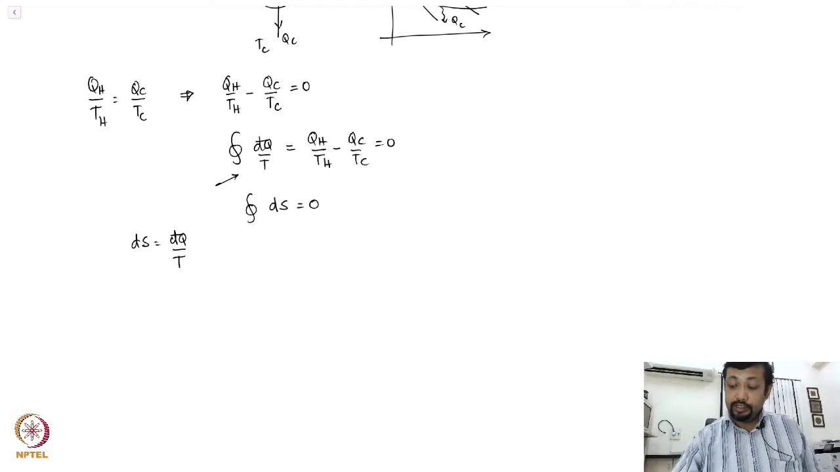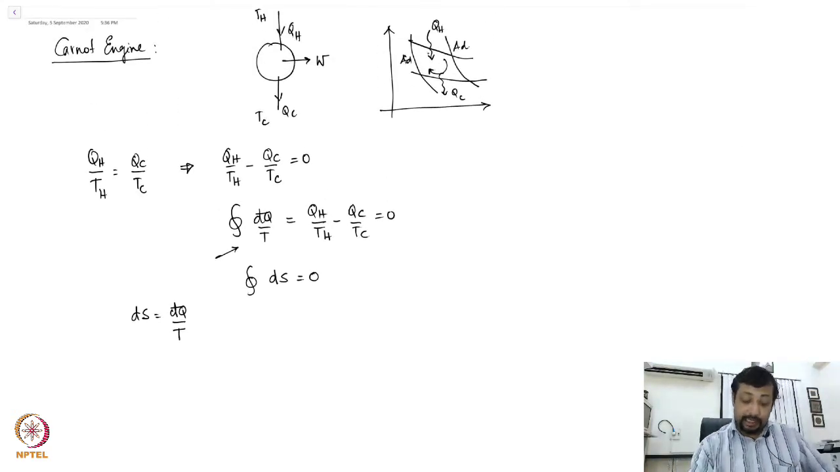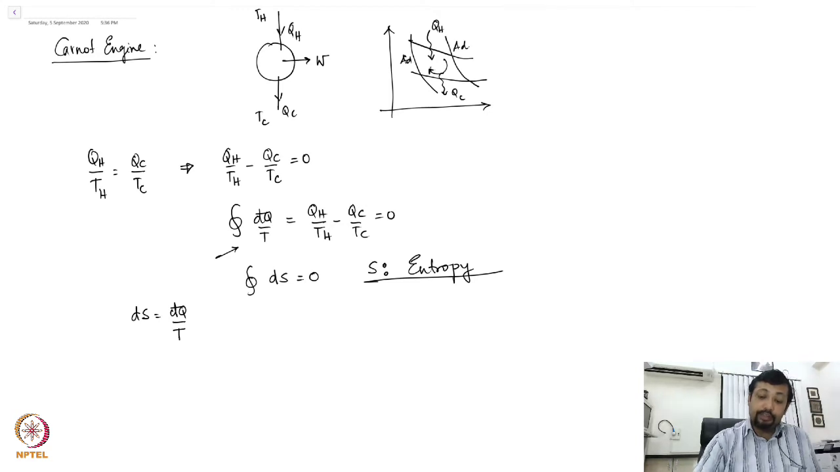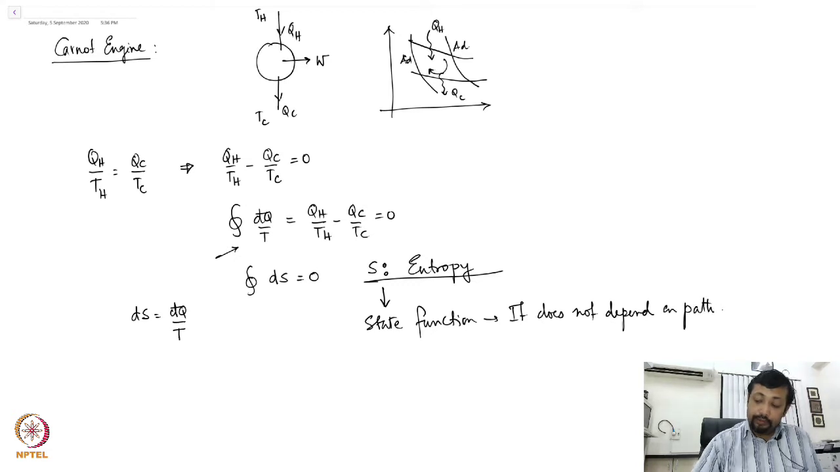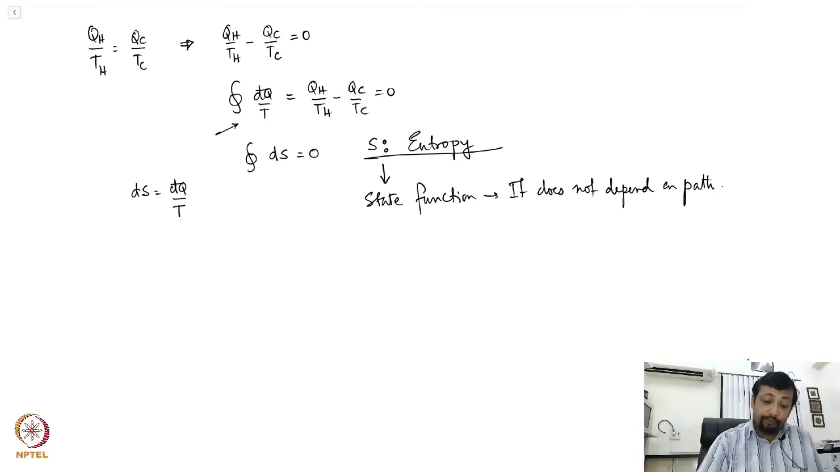I have taken the whole system, the Carnot engine, in a cycle, and therefore I find that there is no change in the quantity S. This is what we call entropy. There is no change in the entropy because the system comes back to its original starting thermodynamic state, and therefore I conclude that this is a state function. It therefore does not depend on path.